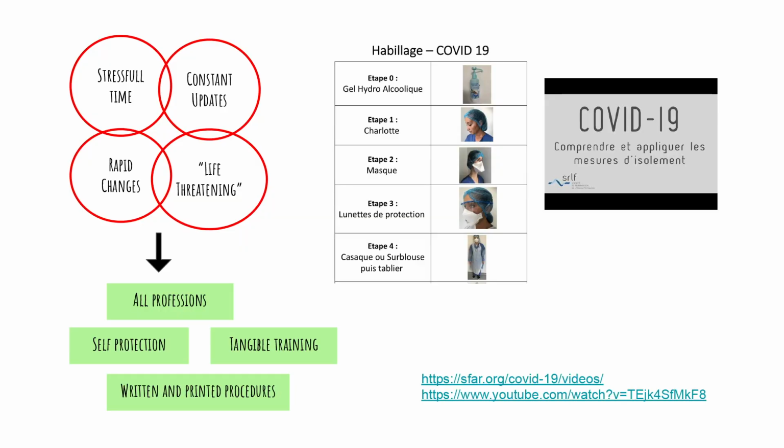So to address these issues and to reinforce workers' confidence and self-competency, we developed a training with 4 axes. We wanted to offer self-protection to people, to offer a tangible training, so mostly using simulation, and to have written and printed procedures directly available in the units, so you can use them as you work with a COVID patient. You can find here on the right of the slide some videos from the French anesthesia and the French intensive care societies. We used those videos to help us create our own checklists here in Grenoble.